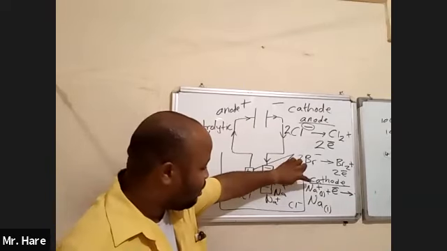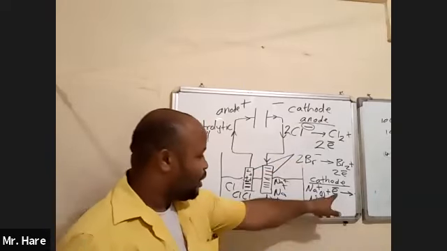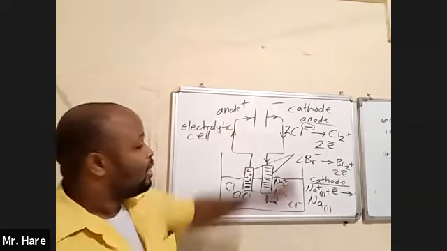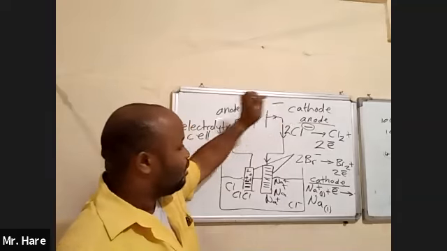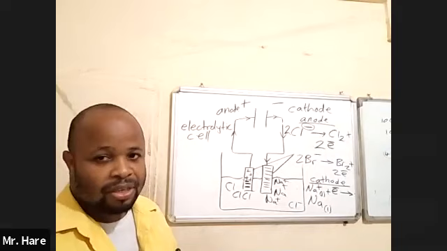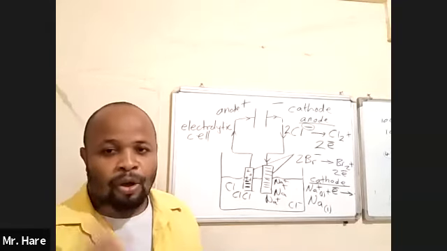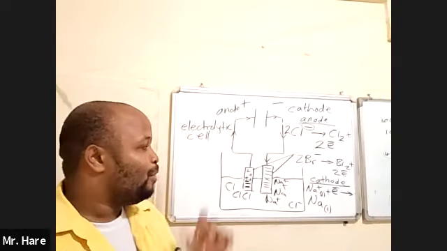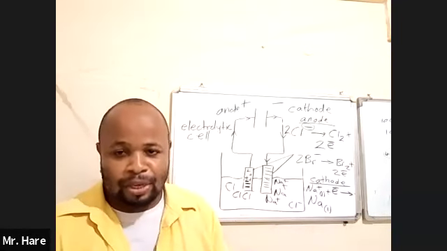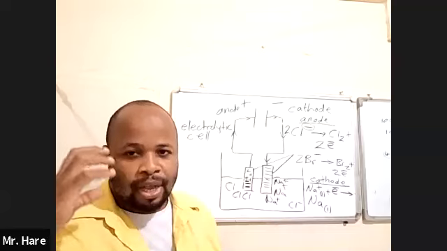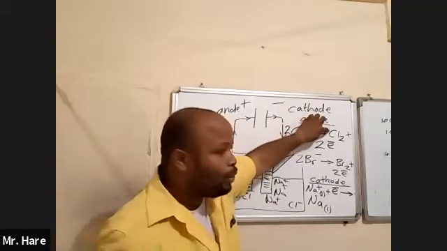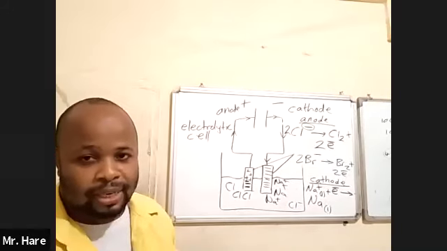Your positive ion goes there, picks up an electron, and forms the atom. Your negative ion goes to the anode, gives up the negative charge to form an atom. However, bear in mind, chlorine is a diatomic molecule, it does not exist as an atom. That means you must be getting Cl2 and not Cl.